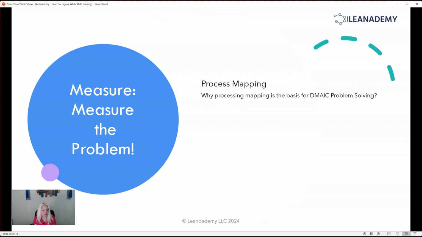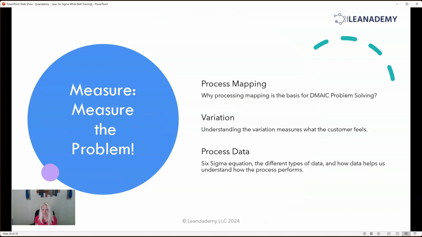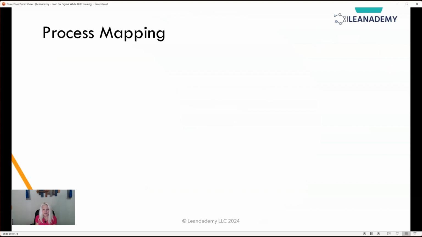We're going to understand why process mapping is the basis for DMAIC problem solving. Variation: understanding what variation means and what measures truly how the customer is feeling. And process data: the Six Sigma equation, the different types of data, and how data helps us understand how the process performs. So let's start with process mapping.